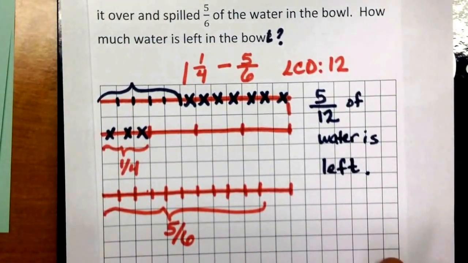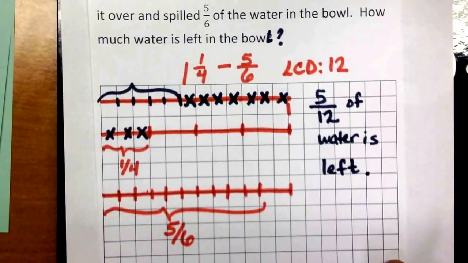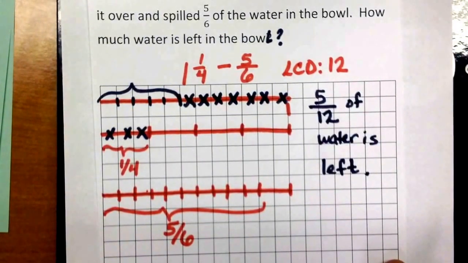Okay, so that is using number lines to subtract and to add on the graph paper.